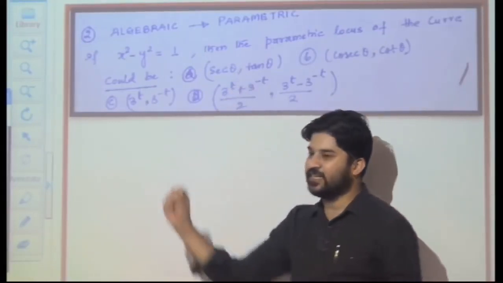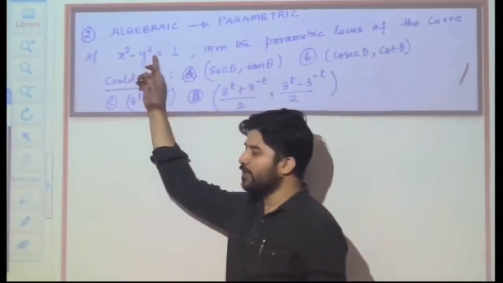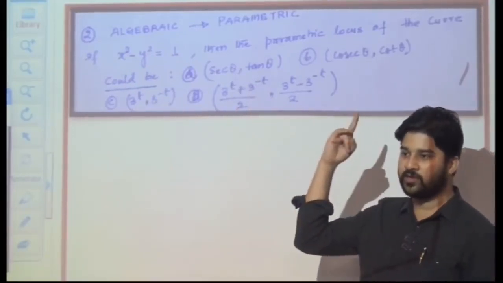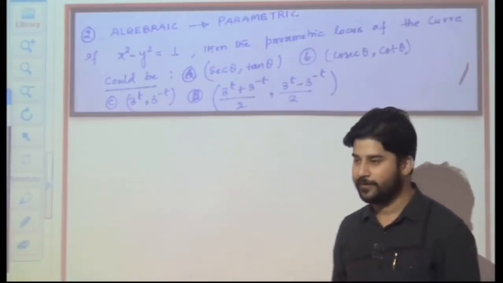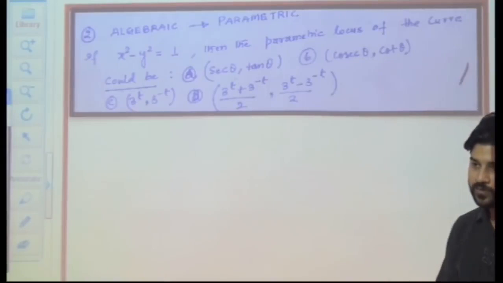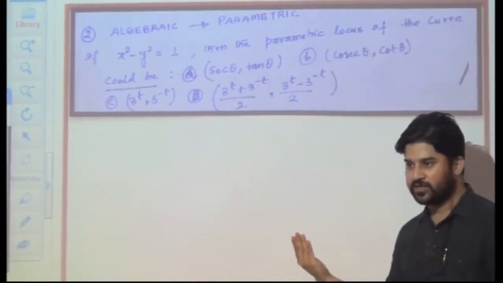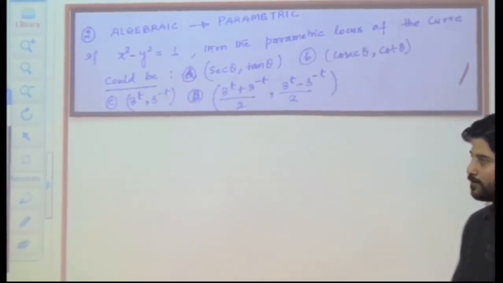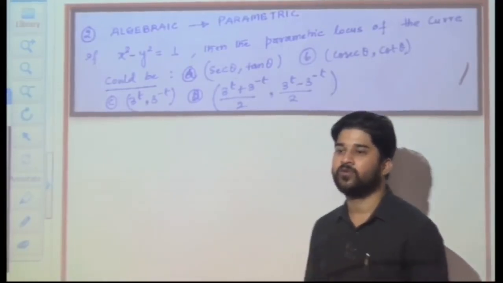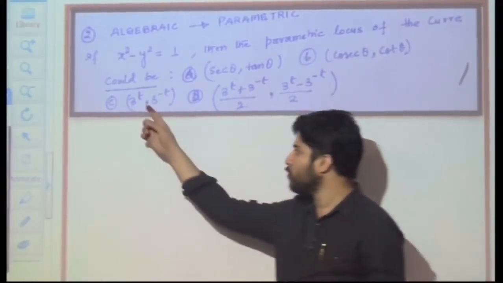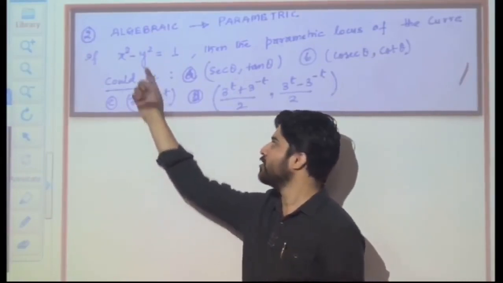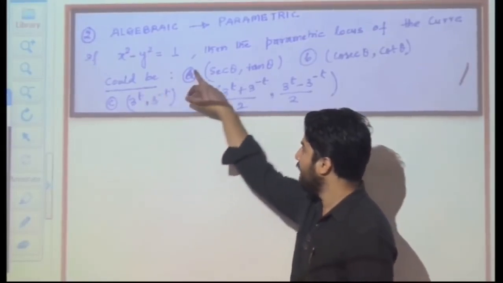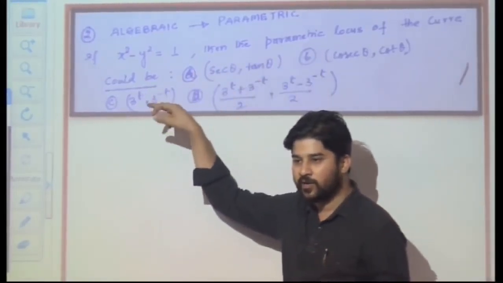So first option is sec theta comma tan theta. So sec square theta minus tan square theta is 1, true? So option A is correct. But we have to go to the other options also because there may be more than one answer, right? Now come to the second one. Cosec theta and cot theta. So can I say cosec square theta minus cot square theta is also 1? Okay, so B is also correct. C, definitely not. Why? We know that this is xy is equal to 1, and xy is equal to 1 is no way x square minus y square is equal to 1, right? So C is gone. A is accepted, B is accepted, C is gone.